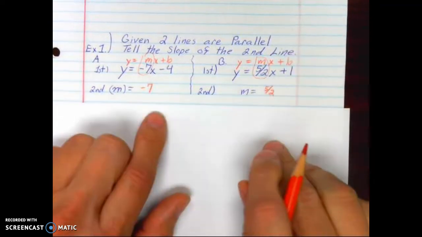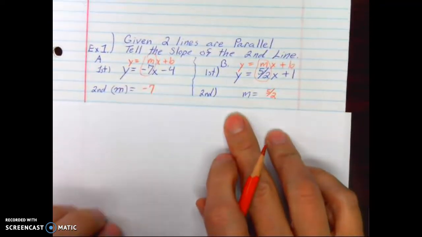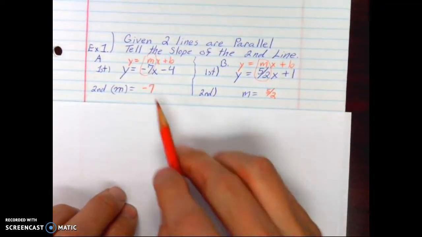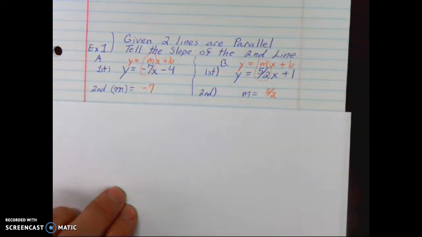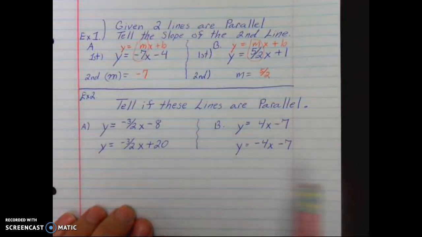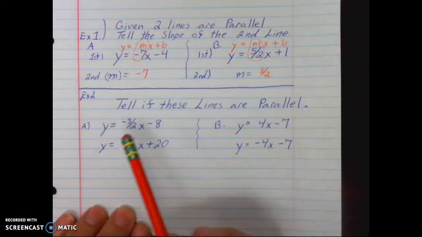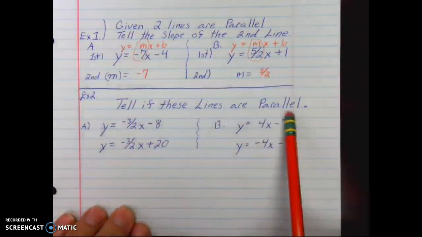I might not know anything about the second line, but I can definitely tell you that they're going to have the same slope because I told you that they are parallel. So that's a pretty easy example one. So we're going to move on. All right, here is our example 2. It says, tell if these lines are parallel.